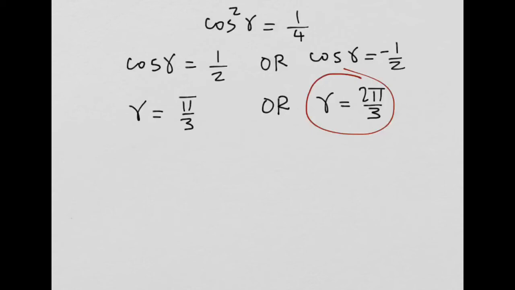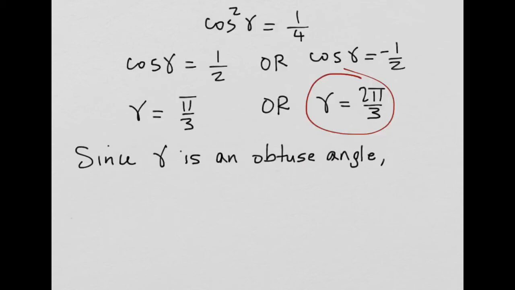So I'll end the problem by writing, since gamma is an obtuse angle, gamma equals 2 pi over 3.